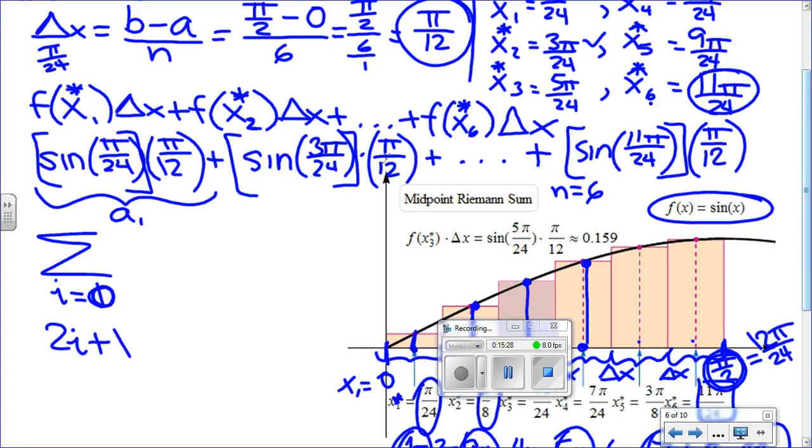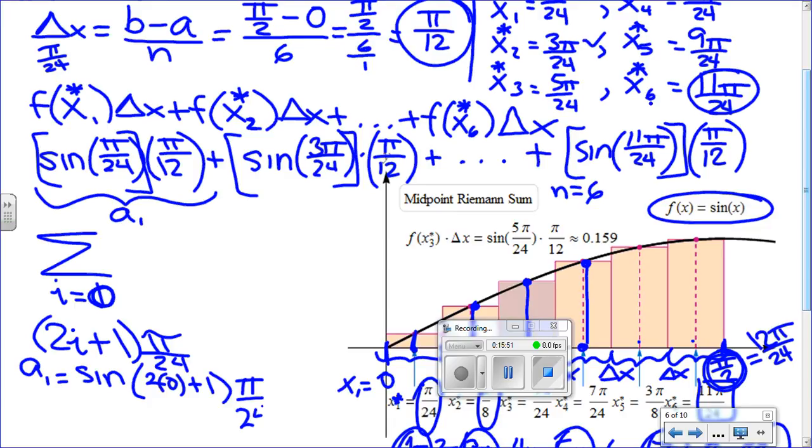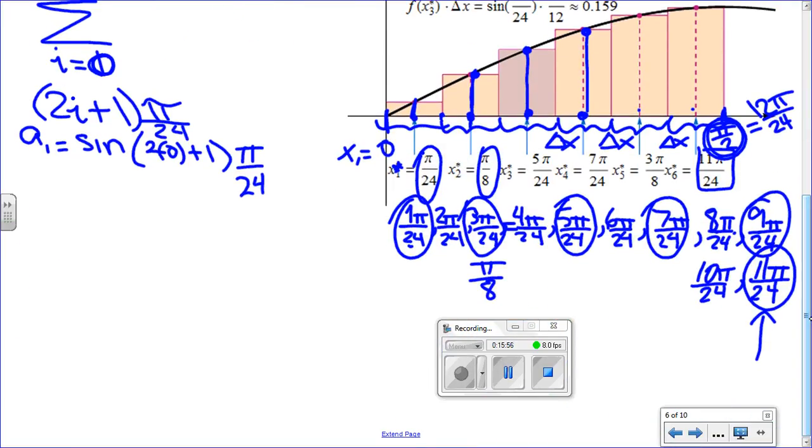So let's see. If we take the first one, it will be sine of 2 times 0, which is 0, plus 1. Oh, and the pi. I forgot the pi. So we'll just put pi here, and over 24. So we can put the pi over 24 here. So with the first one, we'll get a 1. Let's see if it works with the second one. So we'll have sine of 2.